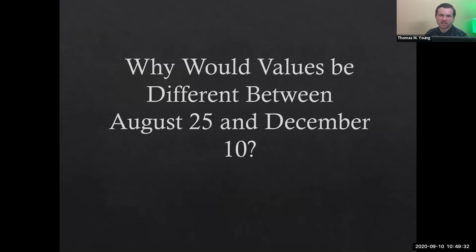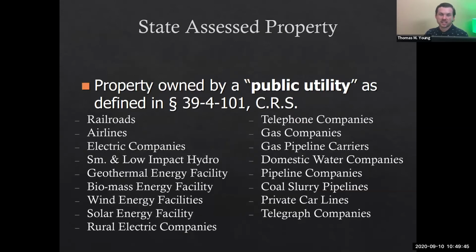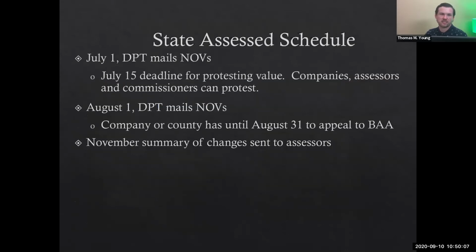I have sort of already mentioned why values would be different between August 25th and December 10th. It's any sort of appeal or change that happens. It could be a state assessed property, which are all of the public utilities, and you have a list of what all of those utilities are in the state. The values for those public utilities can change in that time frame between August 25th and December 10th. Because the company or county has until August 31 to appeal their value to the BAA. So they're on a slightly different time schedule compared to the CBOE in the counties. And so any changes that do go through on state assessed values have to be captured in that recertification of values in December.